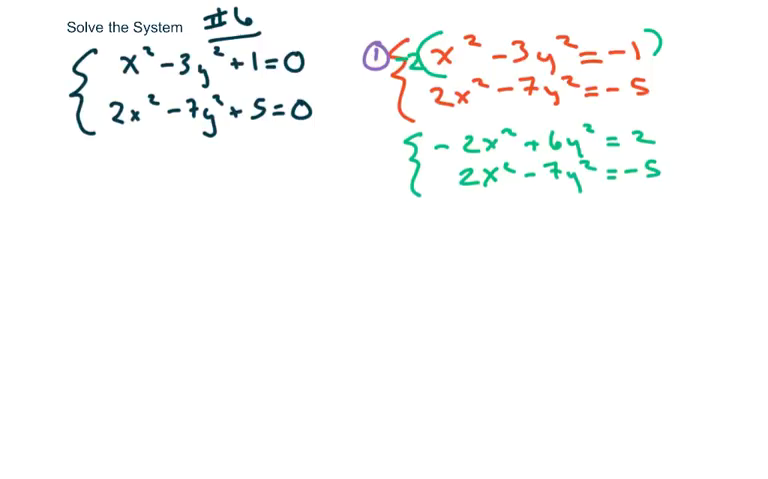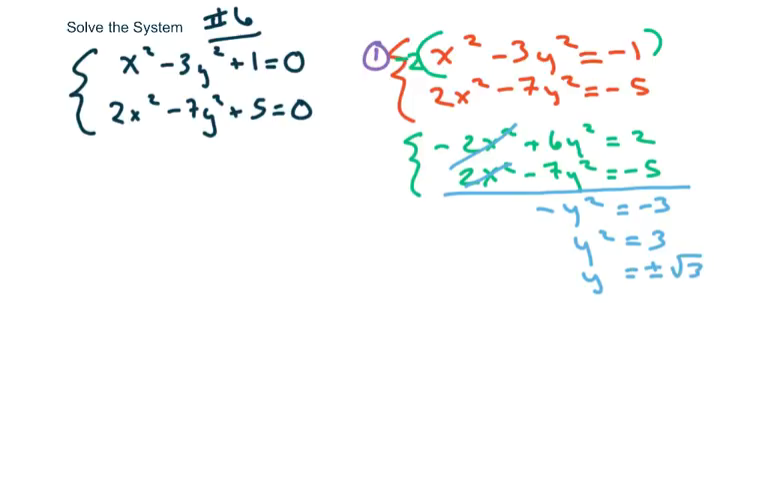And then I'm going to use elimination. So when I add, these cancel. And I'm going to get negative y squared equals negative 3. So y squared equals 3, so y equals plus or minus square root of 3. Don't forget that plus and minus.